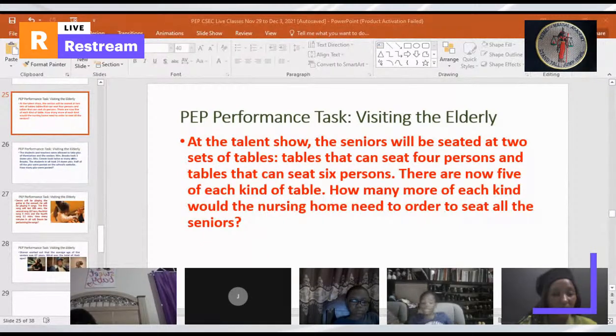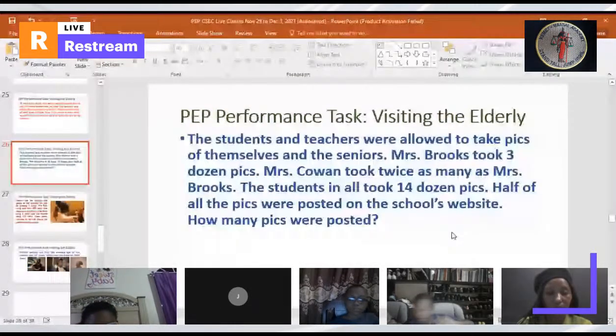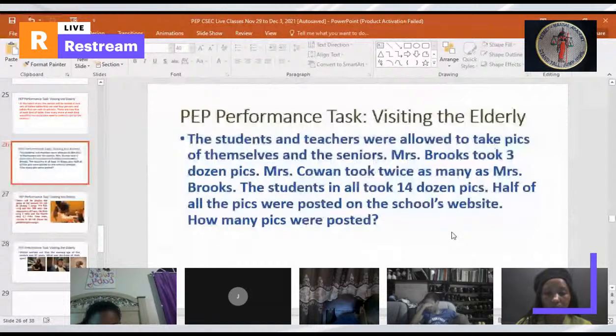How they think. Madison, please read. The students and teachers were allowed to take pics of themselves and the seniors. Mrs. Brooks took 3 dozen pics. Mrs. Cowan took twice as many as Mrs. Brooks. The students in all took 14 dozen pics. Half of all the pics were posted on the school's website. How many pics were posted?